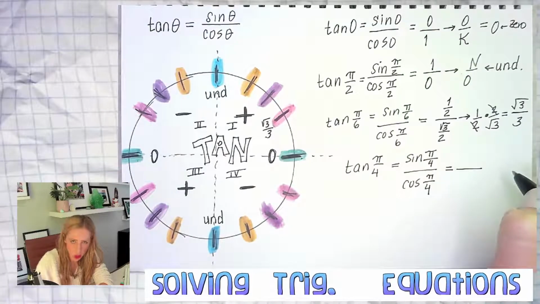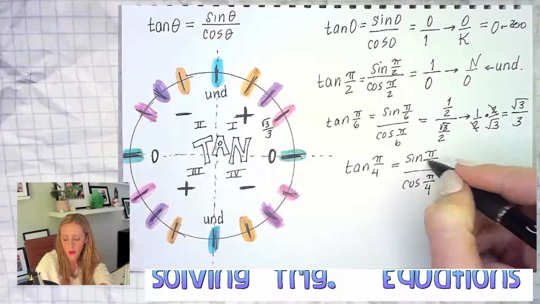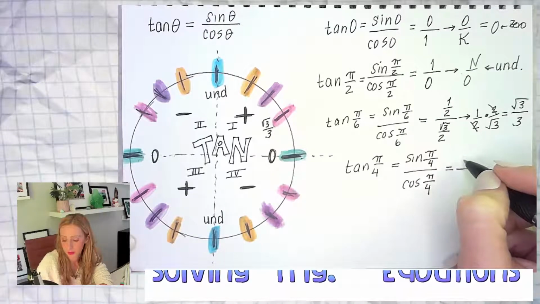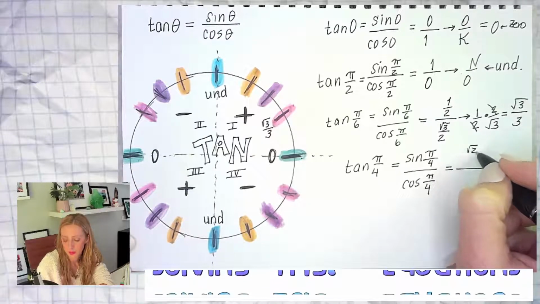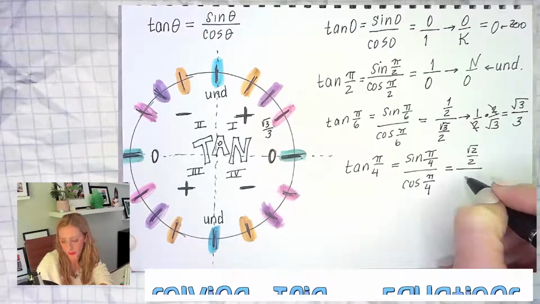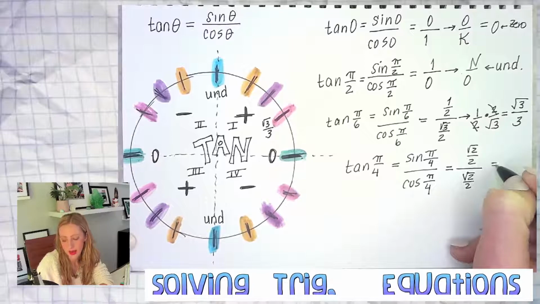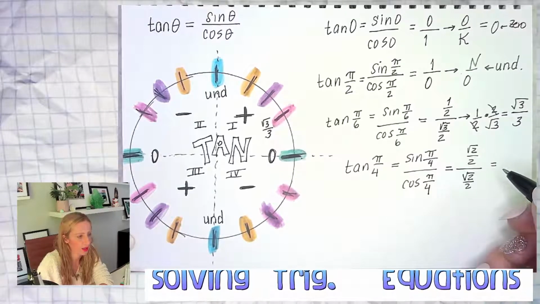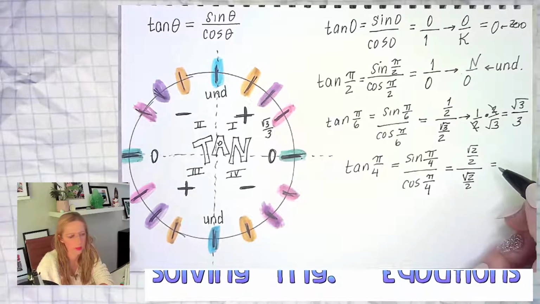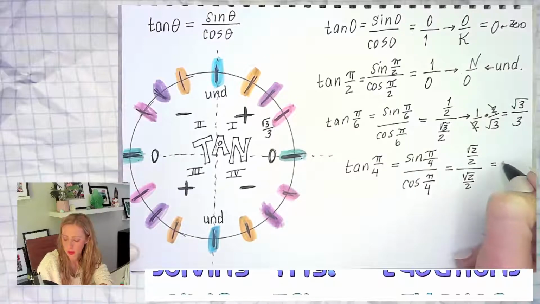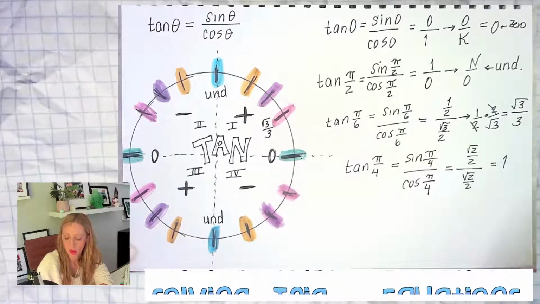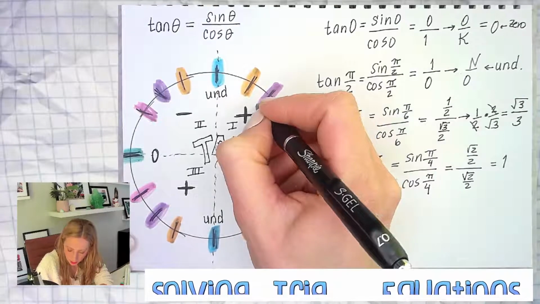But if we did it the long way, what is sine of pi over 4? √2 over 2. What about cosine of pi over 4? √2 over 2. Exactly. And again, anything over itself is, get your participation in, ladies and gentlemen. 1. Thank you. 1. Good. So here at the purple, I have 1.